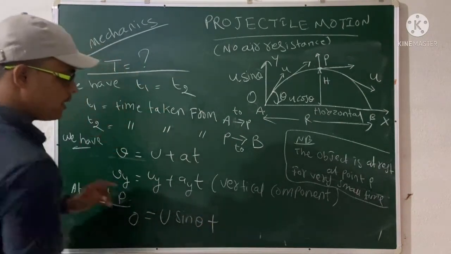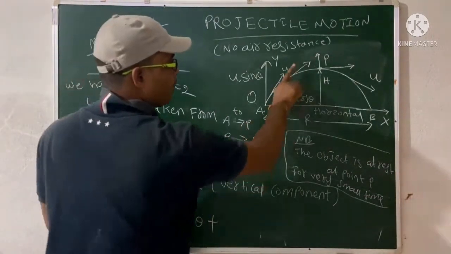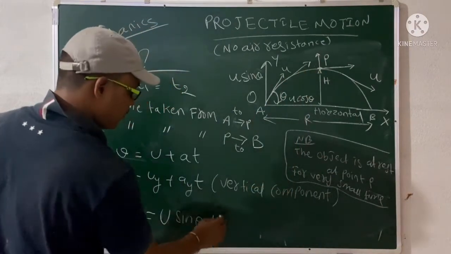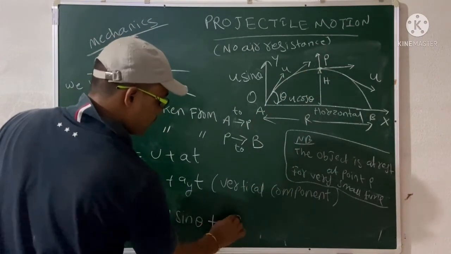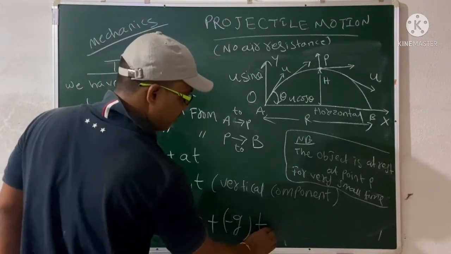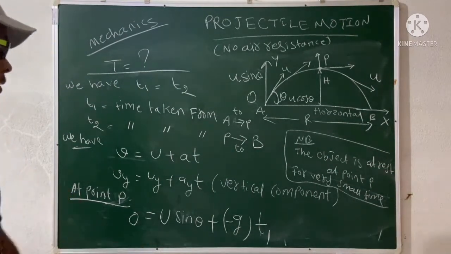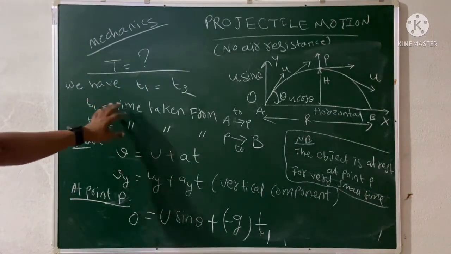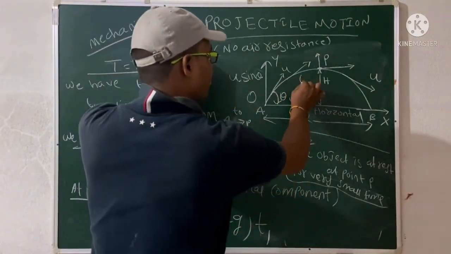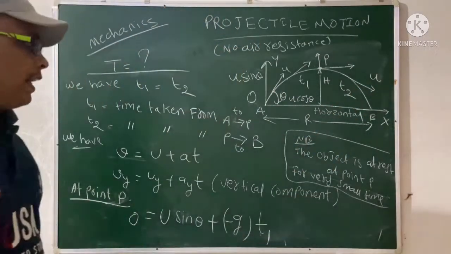And remember, what is ay? We are moving upward, not downward, the object is moving upward. So ay will be minus g, and the time is t1. So understand the last equation, I am repeating: T1 is the time taken from A to P, and T2 is the time taken from P to B, right?